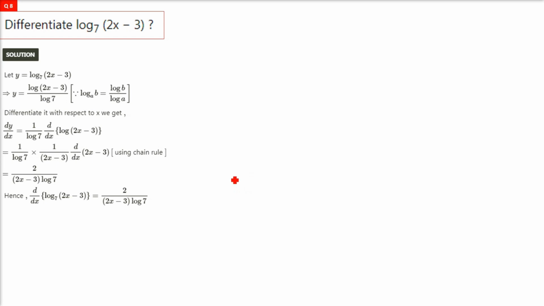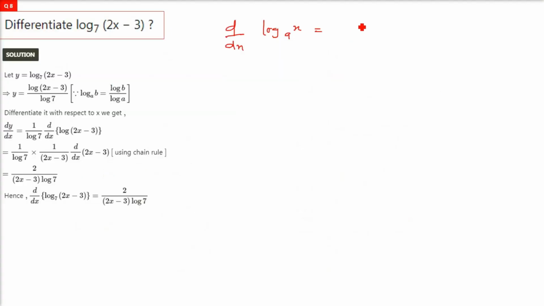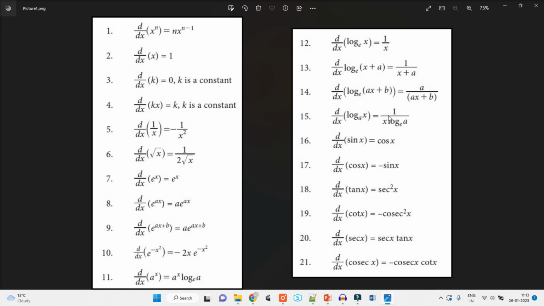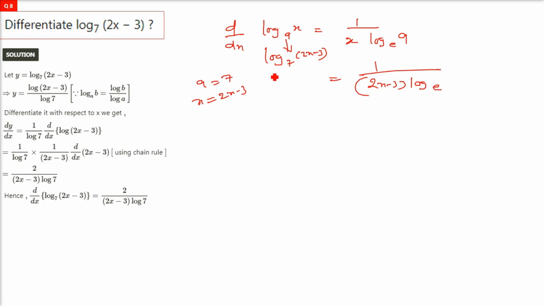So we will use the standard result. This is log base a of x. So d by dx of log base a of x is nothing but 1 by x, and then log base e of a in the denominator. You don't have to write base e again and again, it is understood. So for log base 7 of 2x minus 3, in this case a is 7. You can just compare this with log base a of x. a is 7, x is 2x minus 3. You can just write 2x minus 3 here, log base e, a is 7.